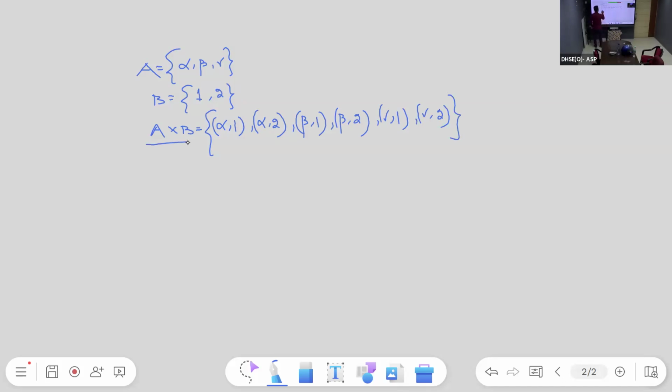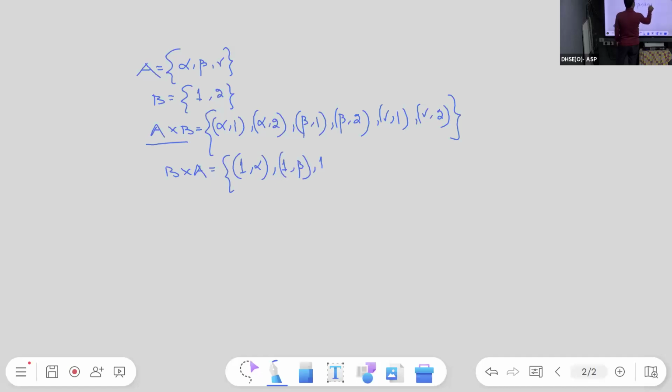Similarly, tell me what will be B cross A. In B cross A, the first component will be taken from set B and second component will be taken from set A. So taking 1 as the first component, we will have the ordered pairs (1, alpha), (1, beta), (1, gamma), and taking 2 as the first component, we will have the ordered pairs (2, alpha), (2, beta), and (2, gamma).